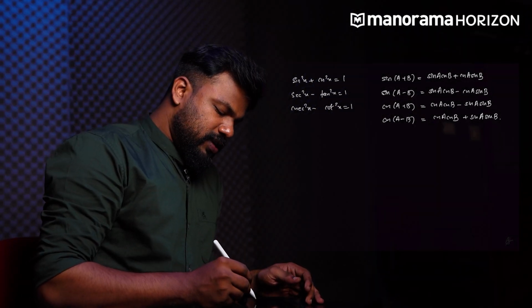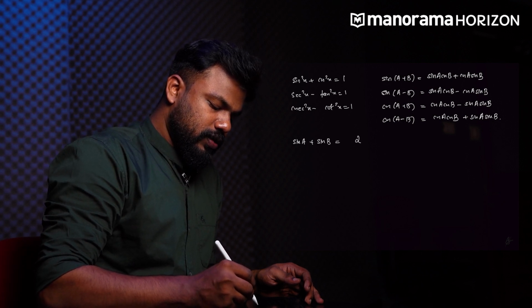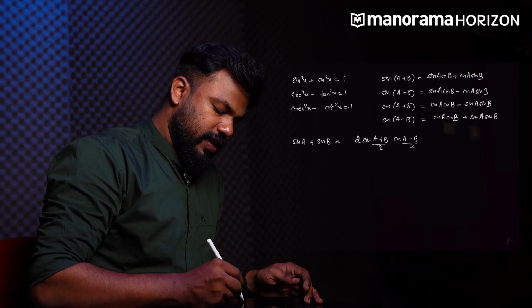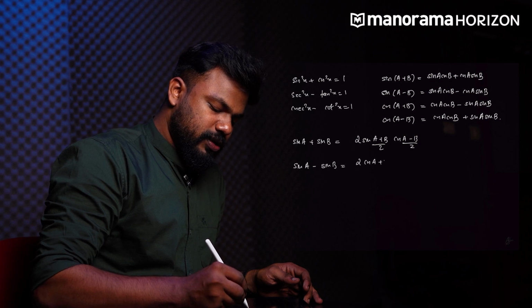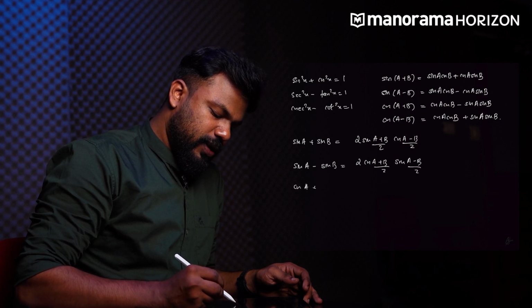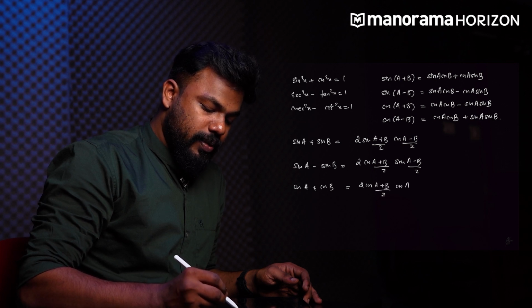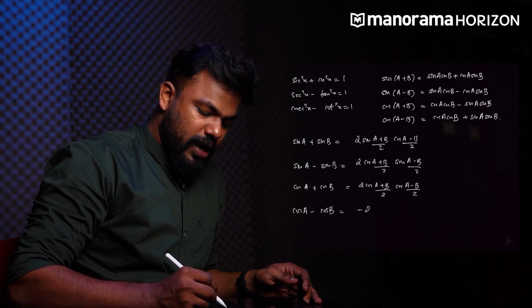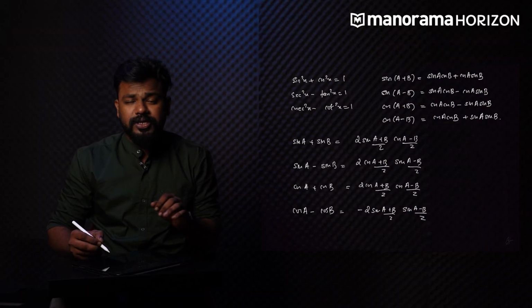Now we have the sum to product. What is the sum to product? We have for sin a plus sin b. What is sin a plus sin b? It is 2 sin a plus b by 2 cos a minus b by 2. And then we have sin a minus sin b, which is 2 cos a plus b by 2 sin a minus b by 2. And then we have cos a plus cos b, which is 2 cos a plus b by 2 cos a minus b by 2. And the last one is cos a minus cos b, which is minus 2 sin a plus b by 2 sin a minus b by 2. So this is from sum to product.